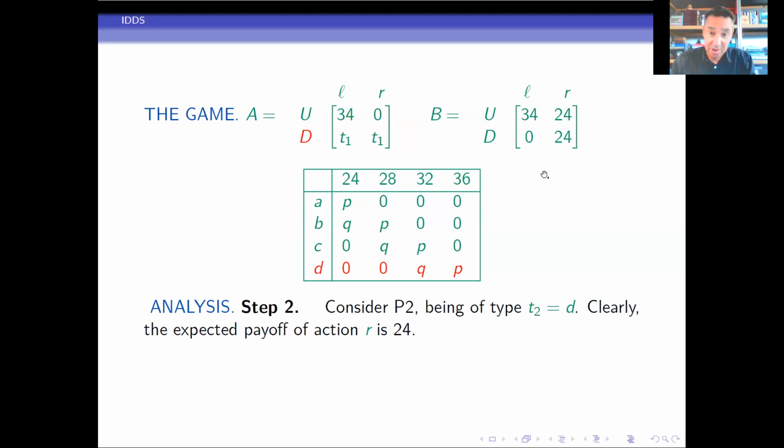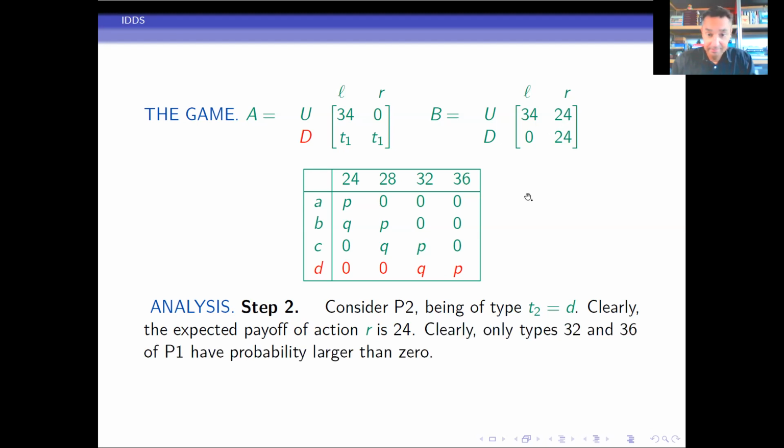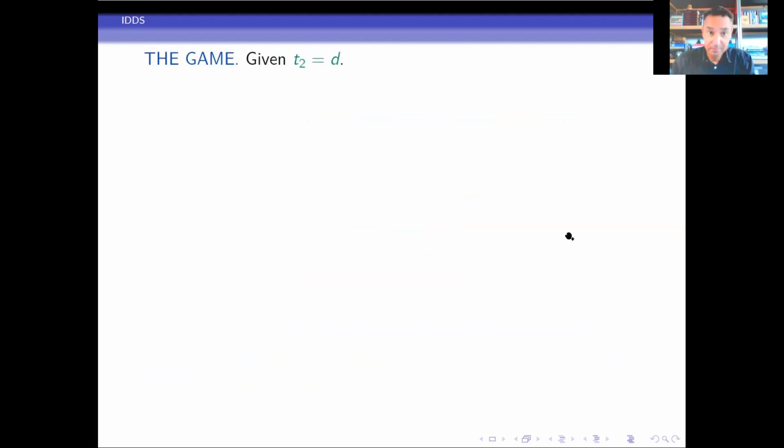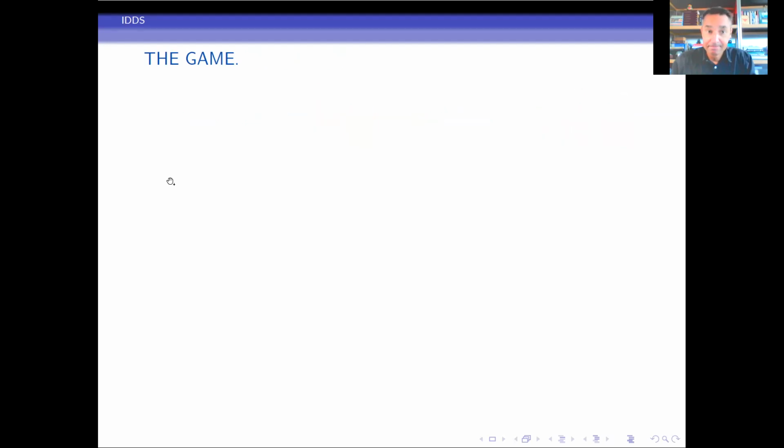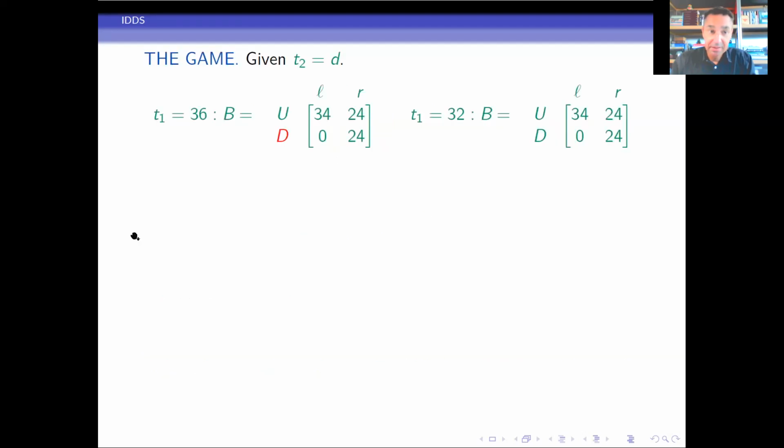Well, one thing is, of course, that if he plays R, then he gets 24, and the question is what happens if he plays L. And that's what we're going to compute. The expected payoff is denoted by this, so type D and action L. So initially, this is the information that we have now, and initially this had probability Q and this has probability P in the prior, but now you're interested in the conditional probabilities.